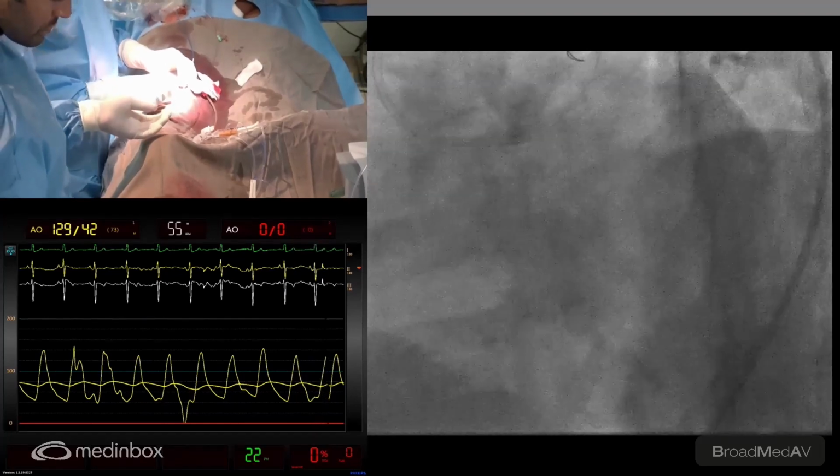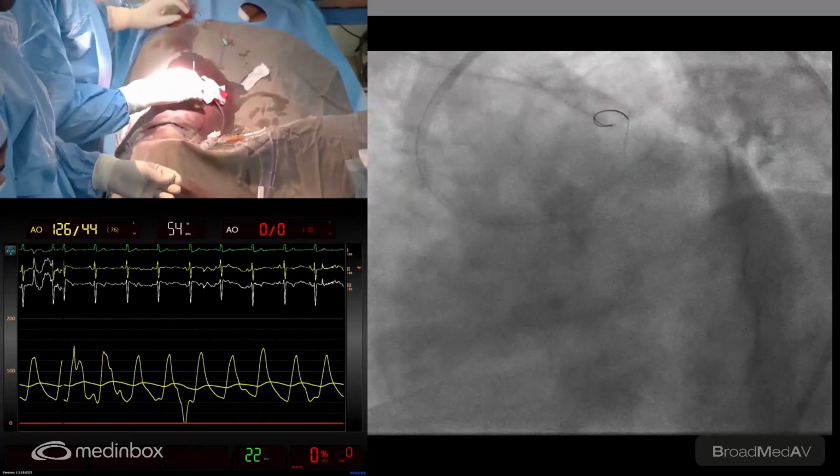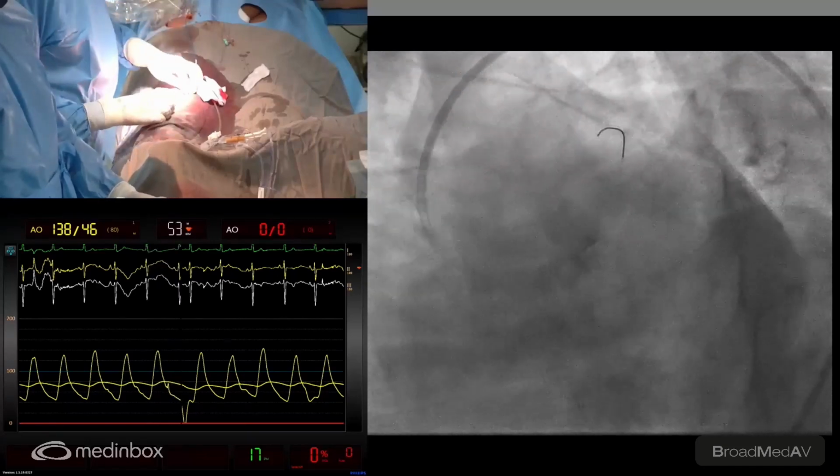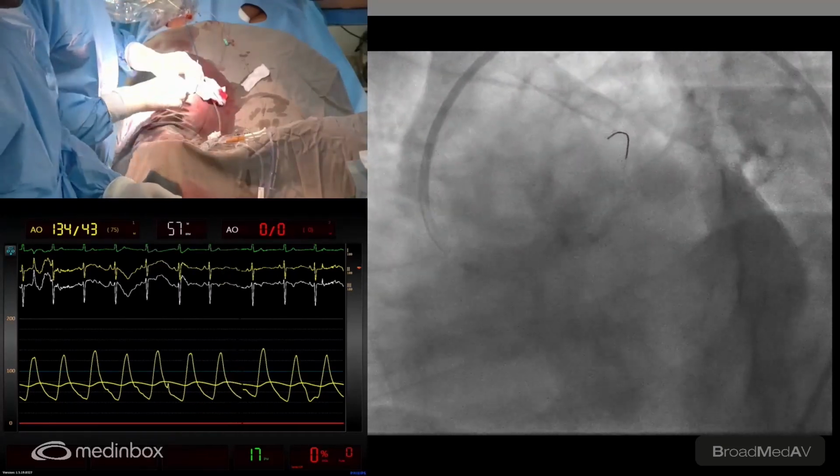So there are two wires. We have the Cyan Blue in the diagonal, and we're now going to get a wire into the LAD. This is a BMW wire.